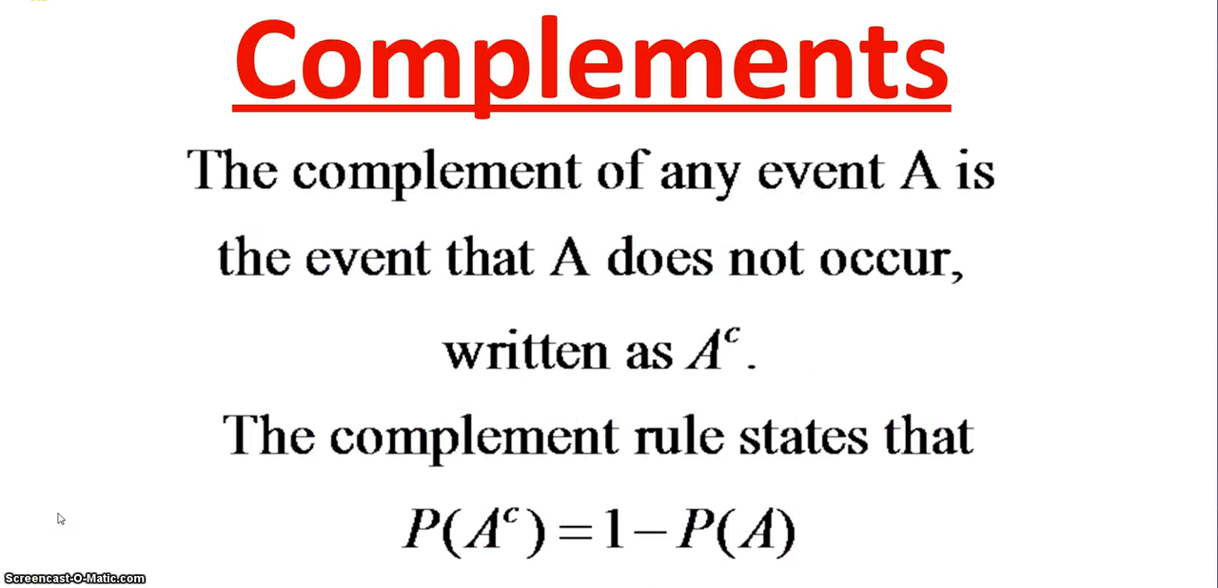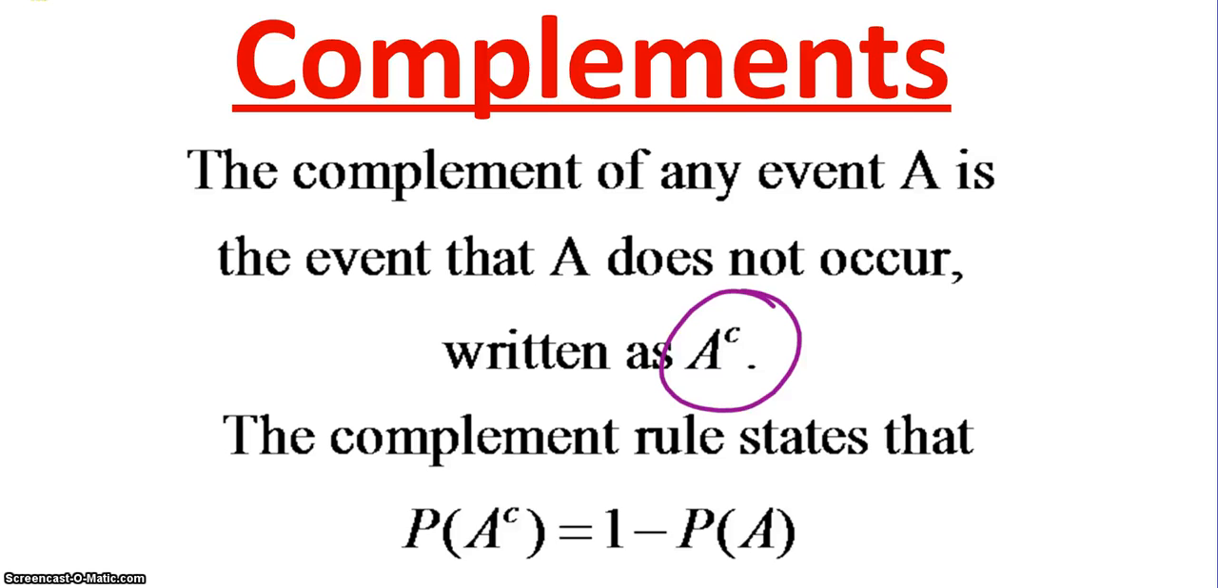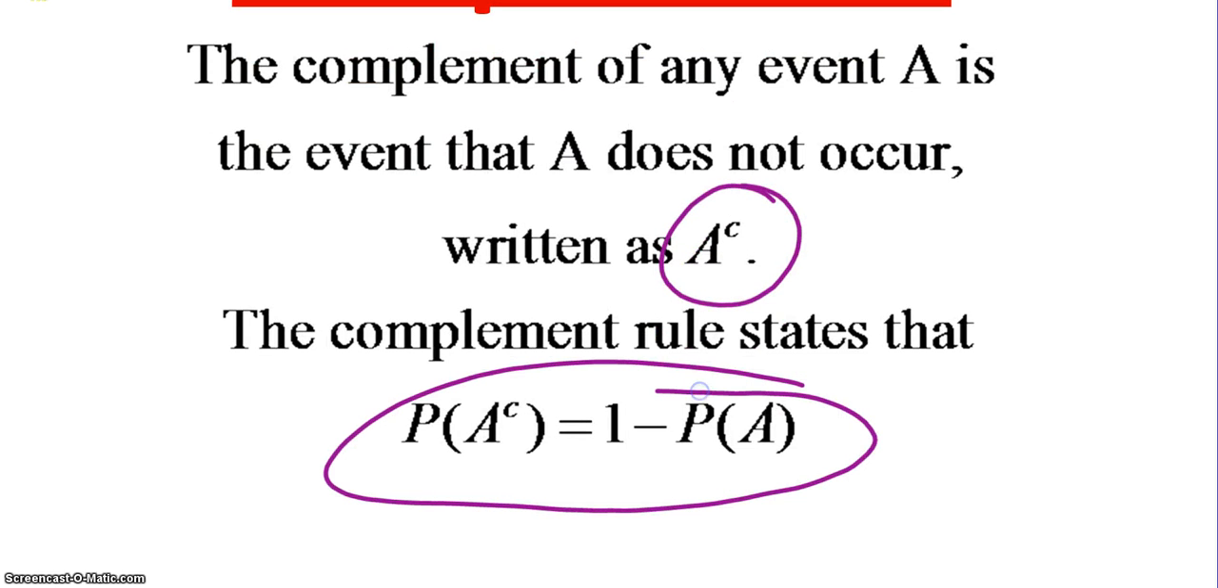All right, and the last thing we're going to talk about today is complements. Sometimes you'll see something like A with an exponent of C. That C means complement. Basically, it means everything but. So if the probability of me liking nachos is 0.6, then the probability of me not liking nachos would be 0.4. And the way you get that is simply 1 minus the probability of what you're looking at.